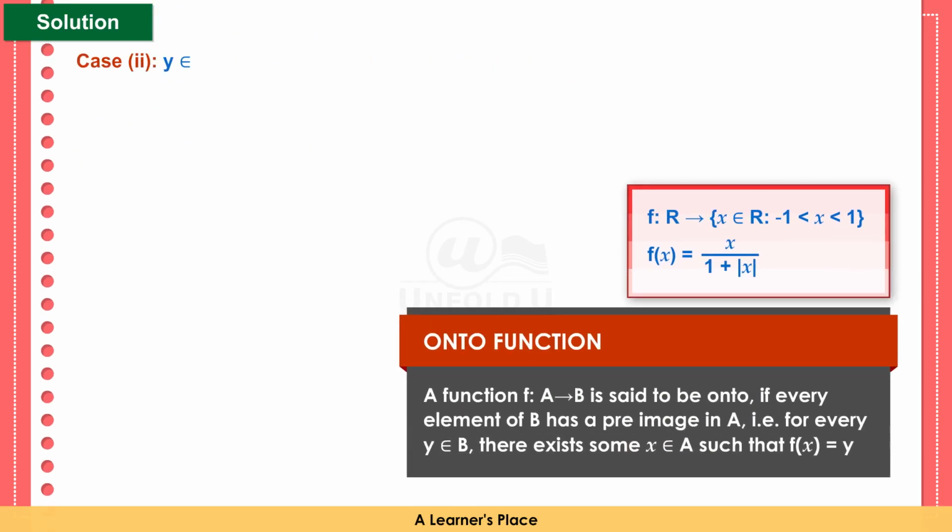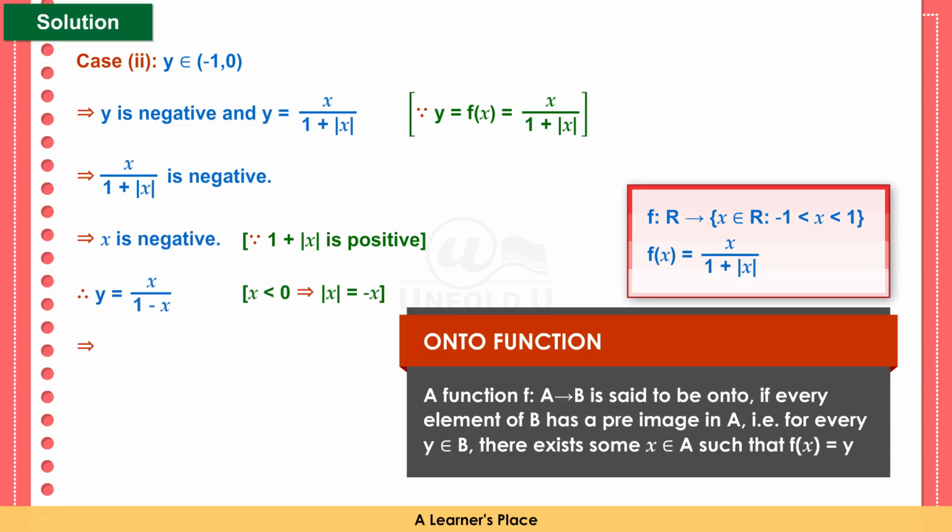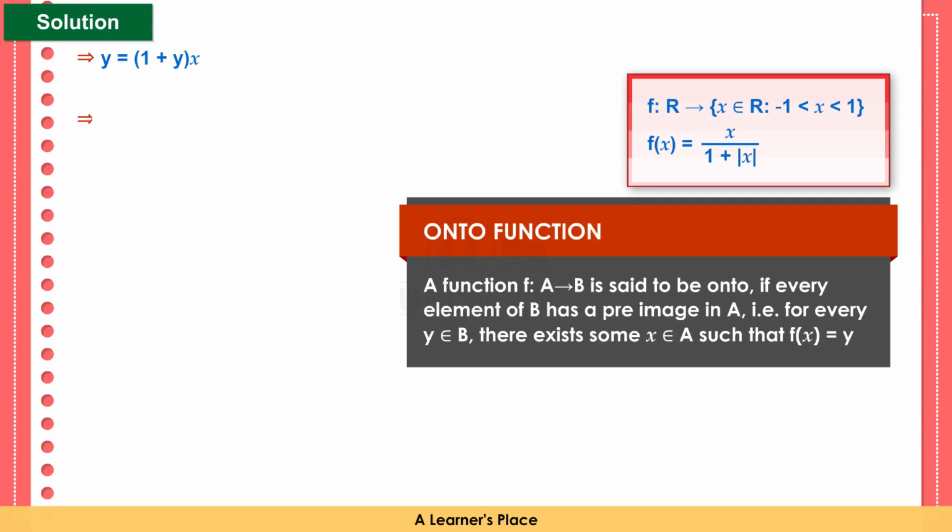Case 2. Y belongs to the open interval -1 to 0, which implies y is negative and y is equal to x upon 1 plus modulus of x, which implies x upon 1 plus modulus of x is negative, which implies x is negative. Therefore, y is equal to x upon 1 minus x, which implies y into 1 minus x is equal to x, which implies y minus xy is equal to x, which implies y is equal to x plus x into y, which implies y is equal to 1 plus y into x, which implies x is equal to y upon 1 plus y.